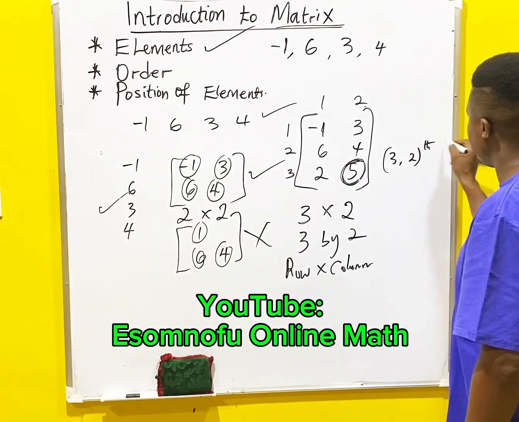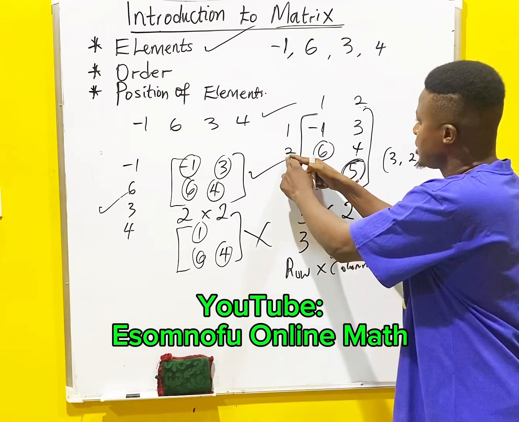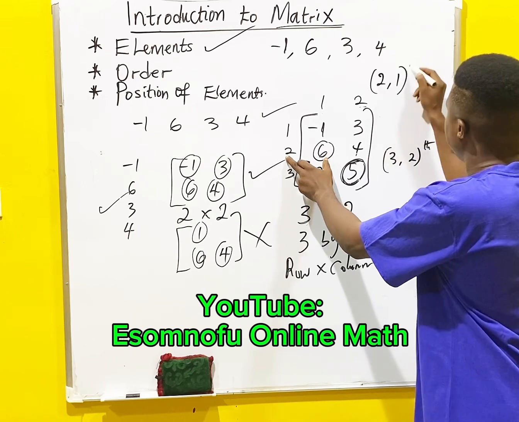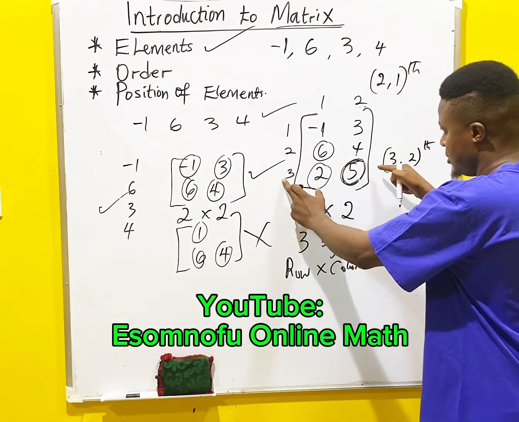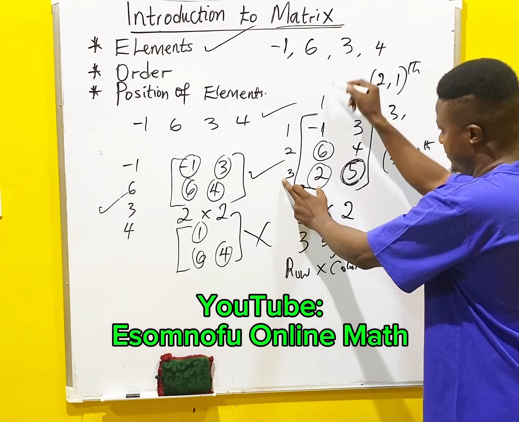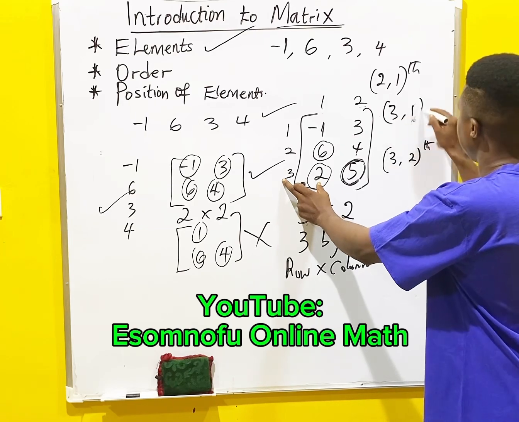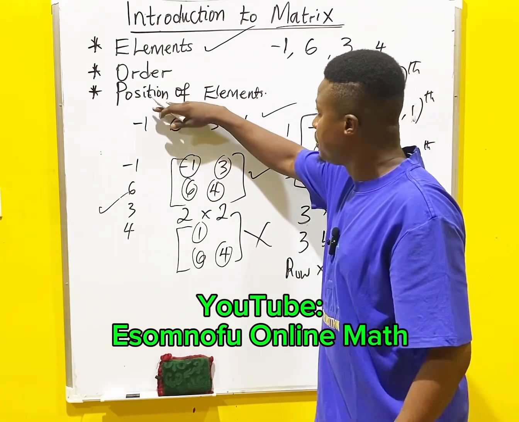This is the 3-2 element, that is what it is. For this one, this is second row, first column. So this is the 2, 1 element. Okay. For example, this one, it is in the third row, then first column. 3, 1 element. That is how you find the position of an element.